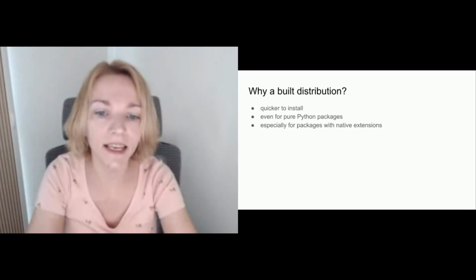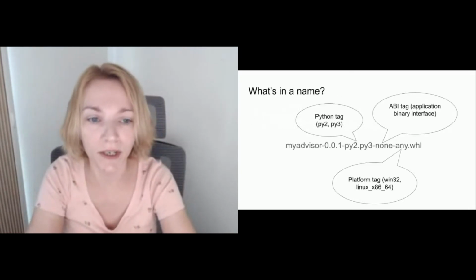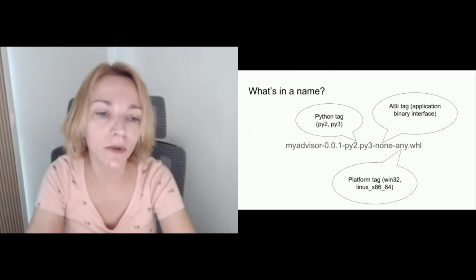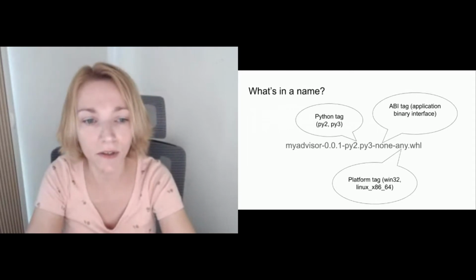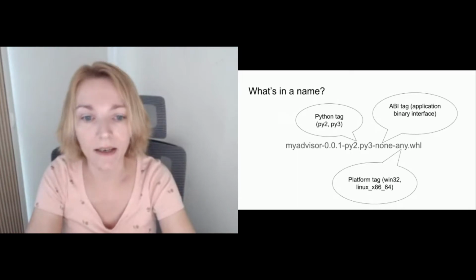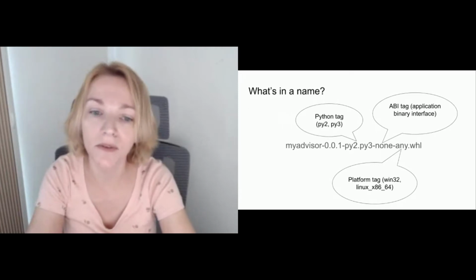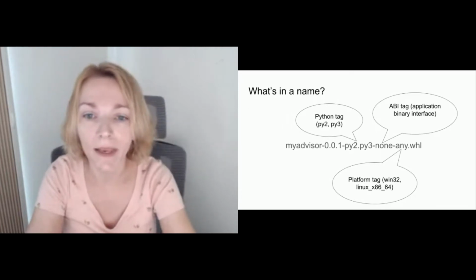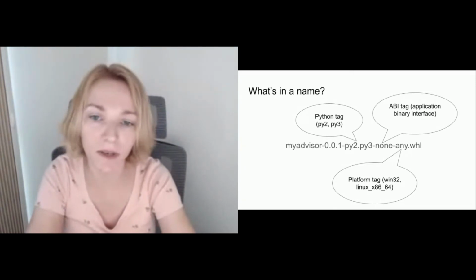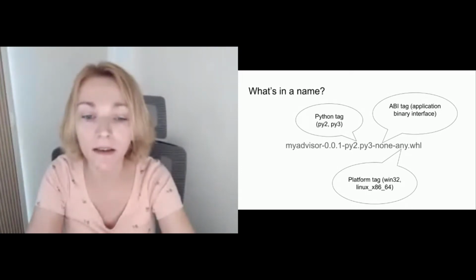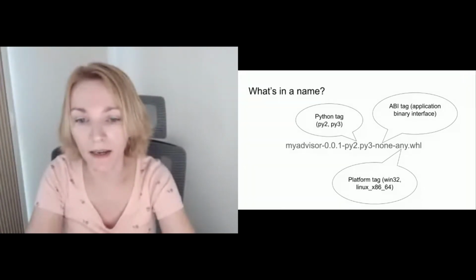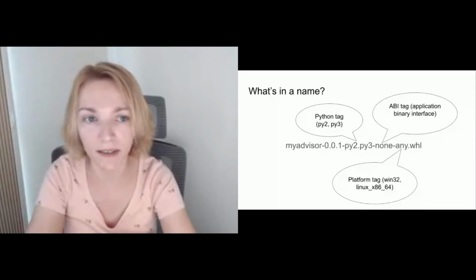So let's take a look at the name of our wheel distribution. First of all, it's going to include a package name. Then it's going to include a package version, Python tag. In my case, it's tagged for Python 2 and Python 3 because I used that universal flag. Then application binary interface. Here, I'm not targeting any specific binary interface, so it says none. And then a platform tag. And again, it says any because I'm not targeting any specific operating system.